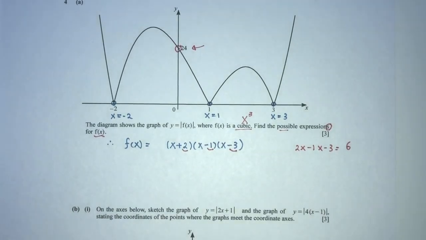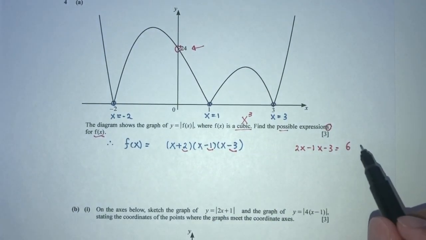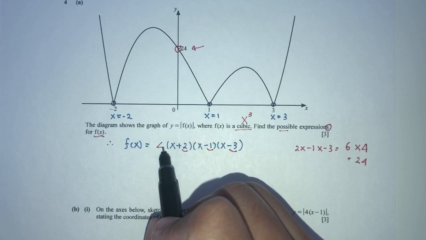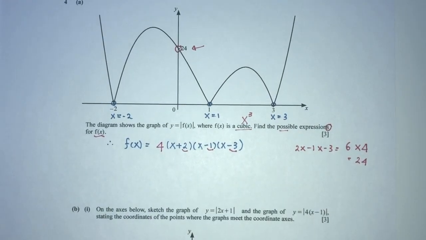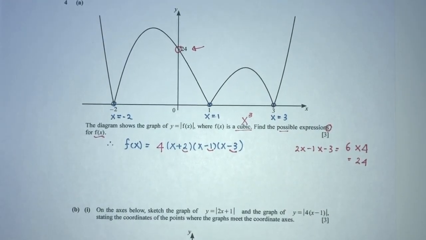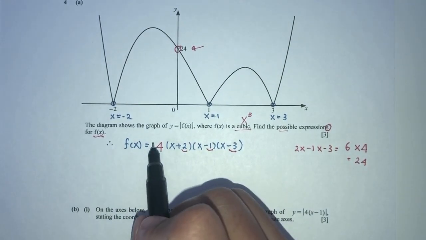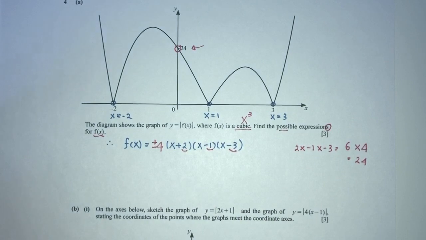So how can you make it become 24? As we know, if you multiply this by 4, that will become 24. So in the same way, multiply this by 4 right here. This is obviously one of the expressions. Now, the other expression is very simple as well. We just have to have a minus sign here for the other expression.